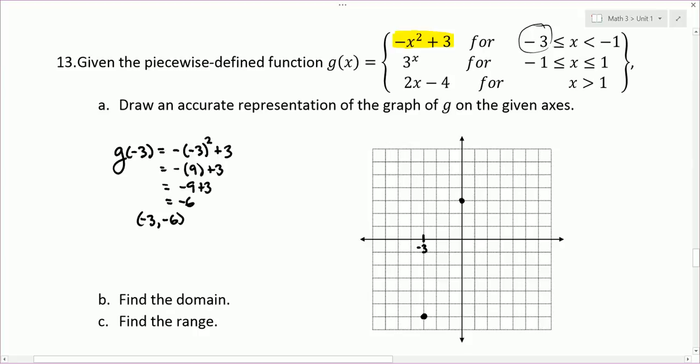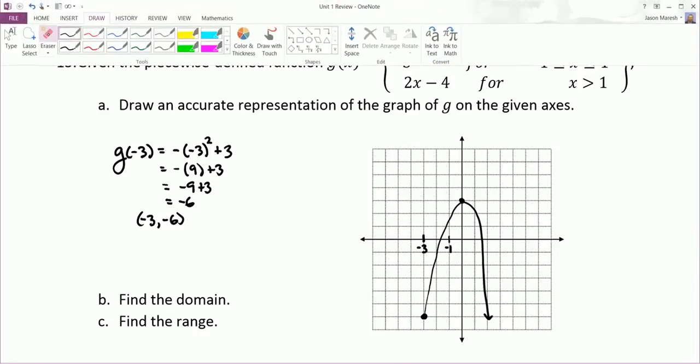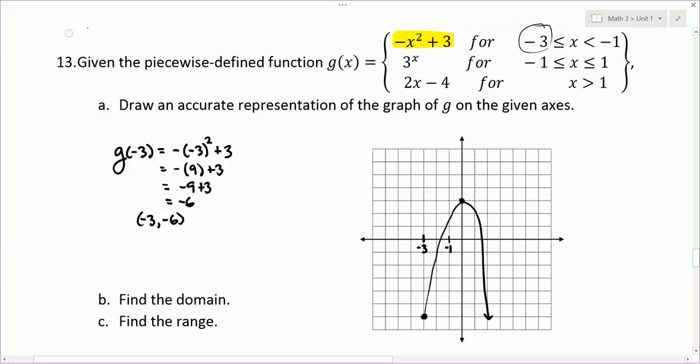If you take a look at the domain, though, this thing is only going to end when x is -1. Okay, so if I ignored that, this graph is looking something like that. But we don't want the whole thing. We just want a piece of it. So I'm going to have to go back and erase that. And I will do that in a second.